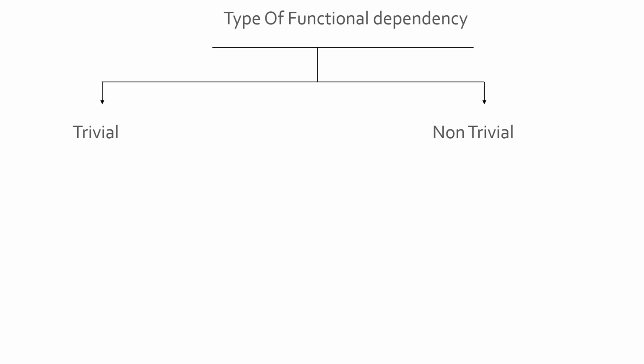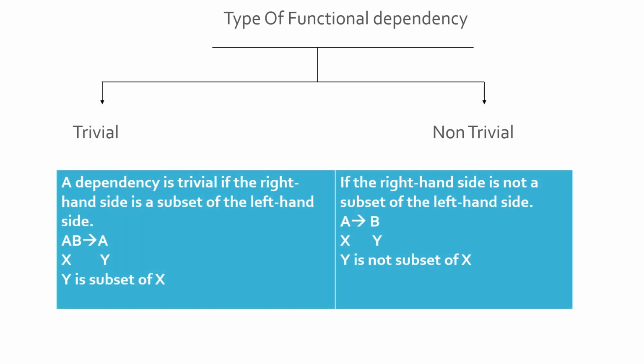Now, types of functional dependency. There are two types of functional dependency, trivial and non-trivial. So what is trivial and non-trivial? A dependency is trivial if the right hand side is a subset of the left hand side.